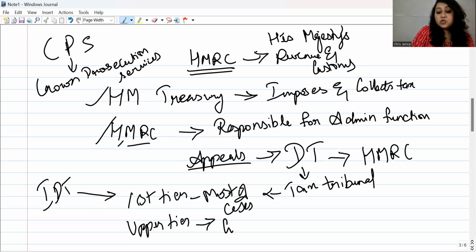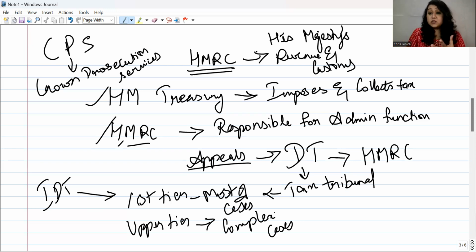This will be related to most complex cases. If there are more complex cases, or if the taxpayer is not satisfied even with the decisions of first tier of tax tribunal, the case will be taken forward to upper tier where the decisions will be taken. So this is tax tribunal and related to appeals. So this is the overall structure of tax system in UK.